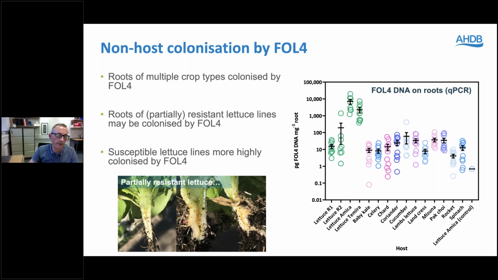This photograph at the bottom here shows you a partially resistant lettuce. This is one which is commercially available. You can see there is some vascular browning. So although there was some sort of marketable crop out of this, it's still being colonised.